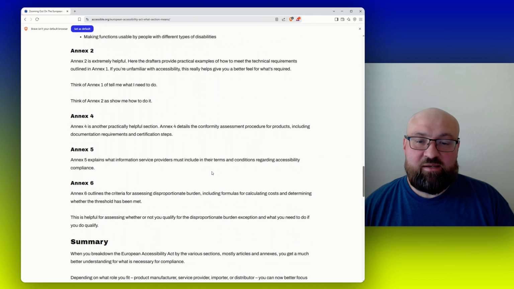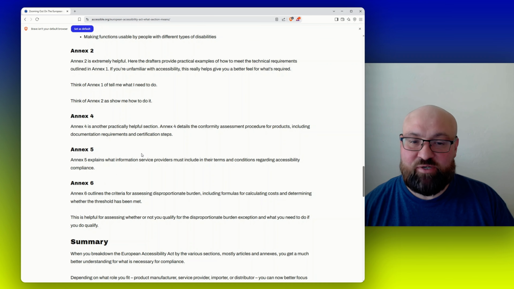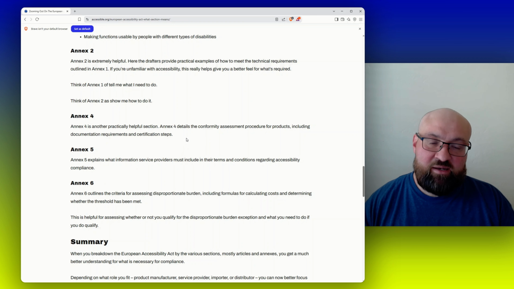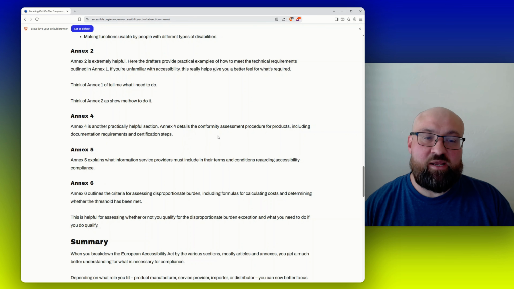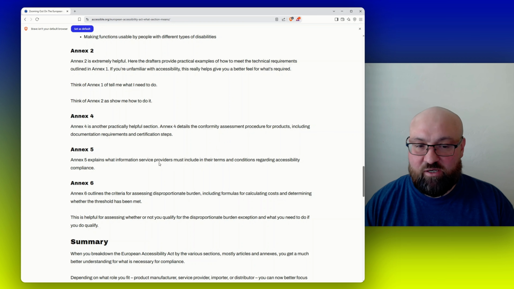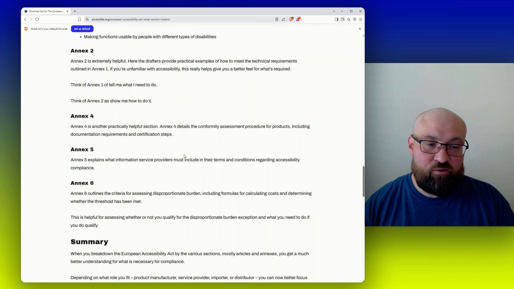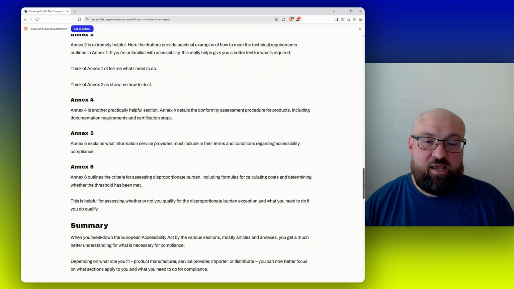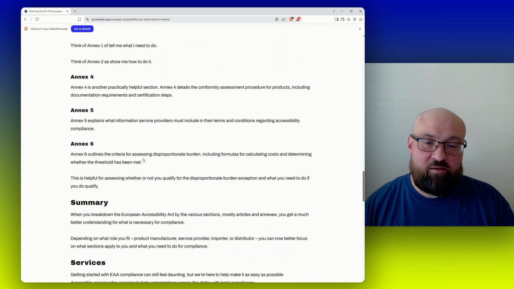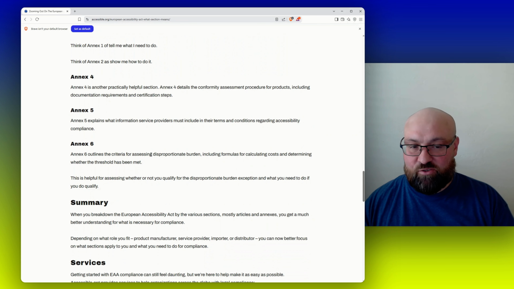And then in Annexes 4, 5, and 6, we get back more into the administrative side. So Annex 4 is going to talk about the conformity assessment procedure. Annex 5 is going to talk about what information service providers must include in their terms and conditions. And then Annex 6 is going to outline the criteria for assessing disproportionate burden, and it will also include formulas for calculating cost and determining whether the threshold has been met.